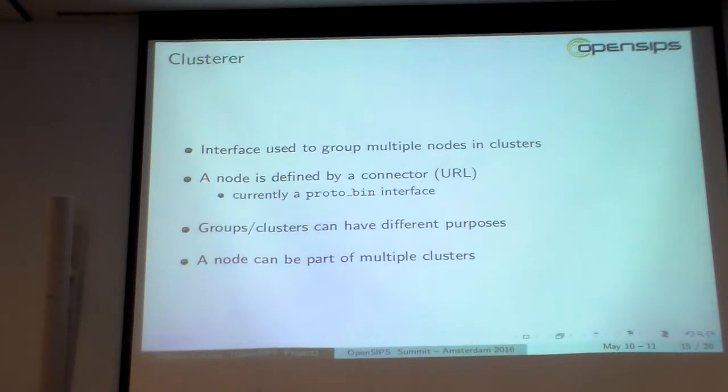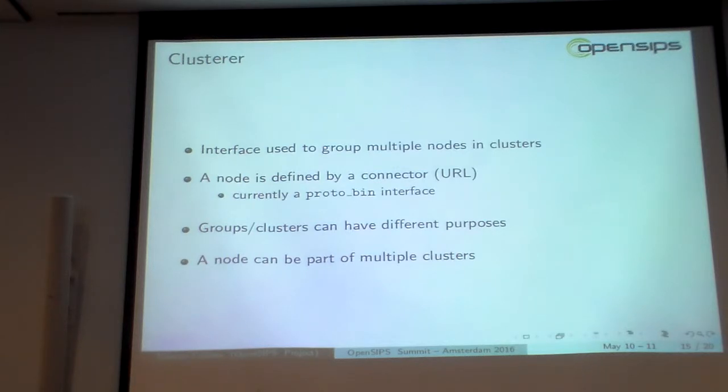Basically, a node is defined by a connector. Currently, only Bing connectors are supported, because all the nodes replicate data over the Bing interface. However, we could, for example, group MI connectors, like MI XML RPC connectors. And if you want to trigger a command on the entire platform, all you have to do is send it to one node, and everybody will reload, for example, its cache.